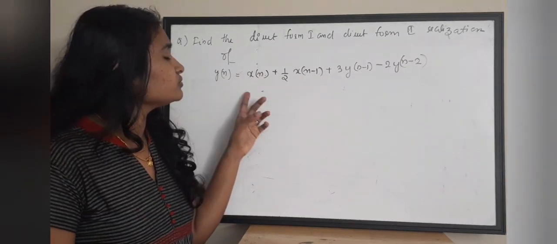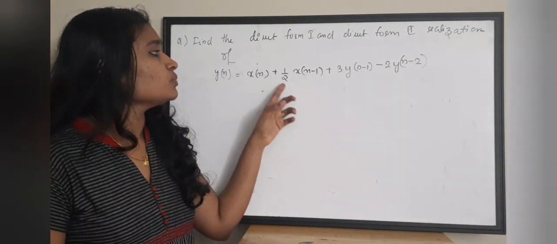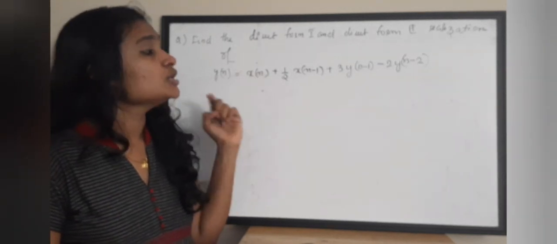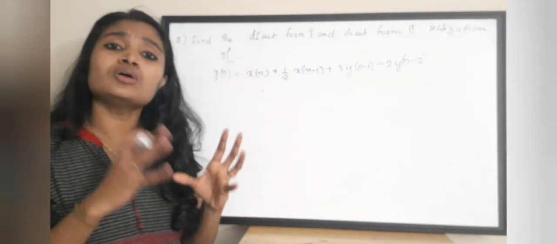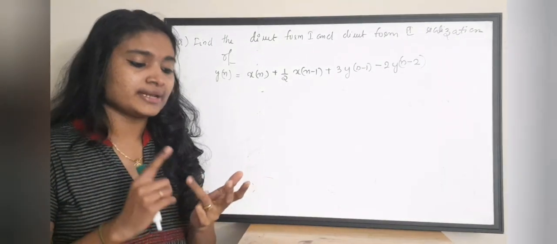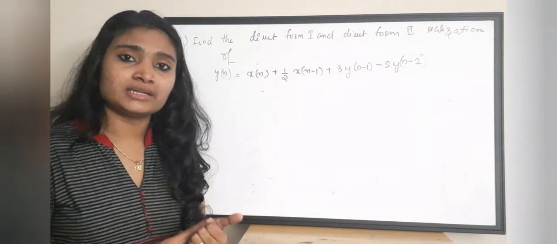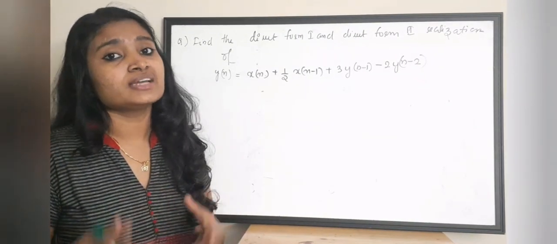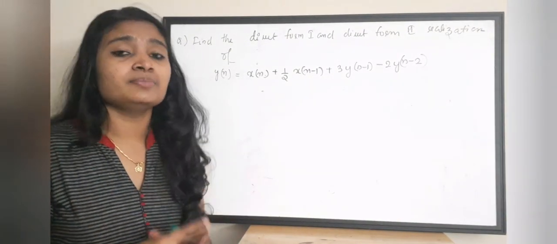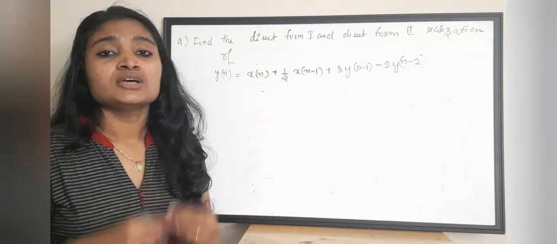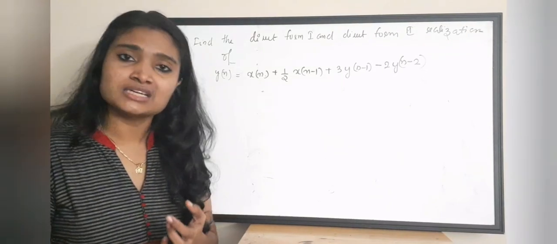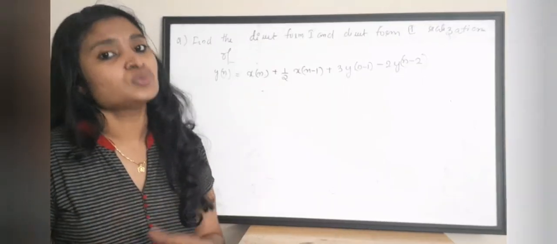Find the direct form 1 and direct form 2 realization of y of n equal to x of n plus 1 by 2 x of n minus 1 plus 3y of n minus 1 minus 2y of n minus 2. All the realizations, that is direct form 1, direct form 2, cascaded form, parallel form, transposed direct form 2, and also the realizations of FIR filters are very, very important if you are going for the DSP exam. We have done the videos of direct form 1 and direct form 2, and the cascade form realization video we will be uploading tomorrow.